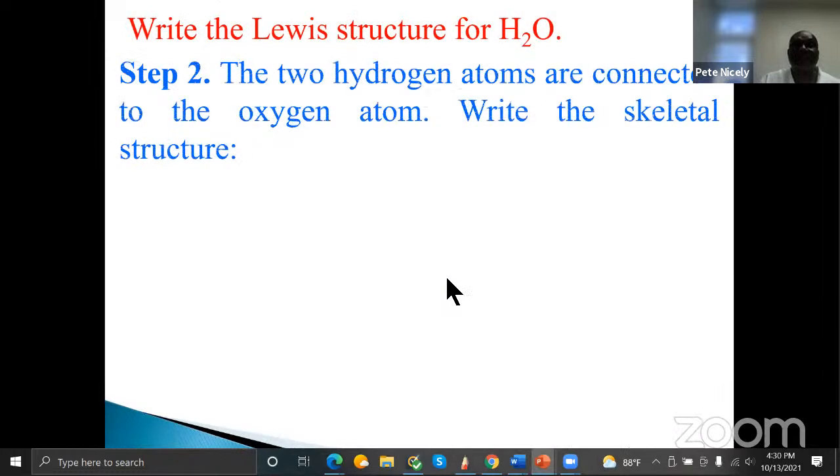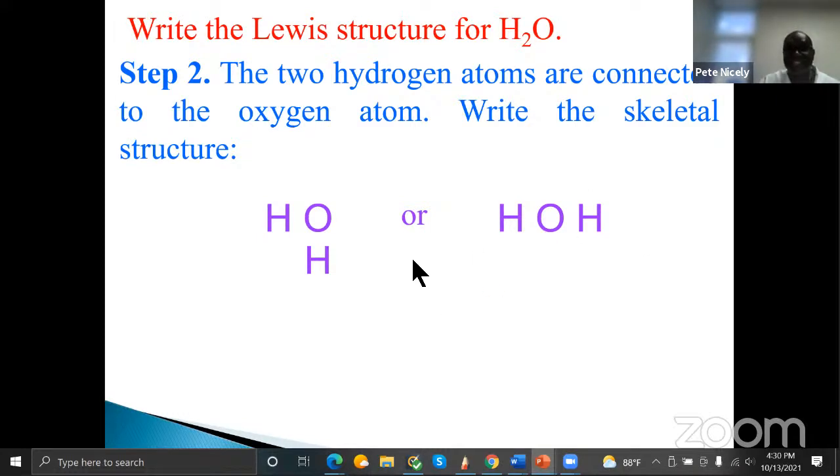Now, the skeletal arrangement will look something like this, where the oxygen is in the middle and the hydrogen will be on either side. It doesn't matter if you're using this arrangement or this arrangement, because for now, we're not concerned about the shape. We're just concerned about how the atoms are connected to each other at this junction. So this would be the skeletal arrangement, or this, it doesn't really matter.